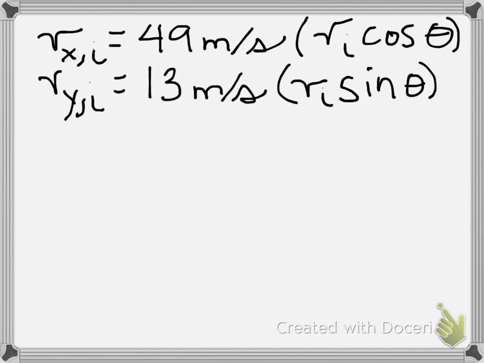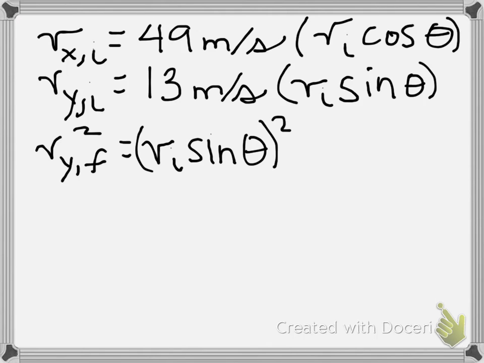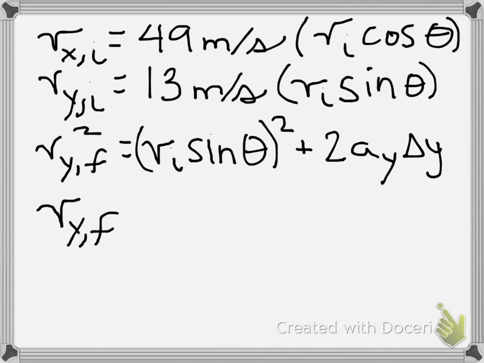this equation, that Vyf squared equals Vi sine of theta squared plus 2ay delta y. And again, I want to get just my final velocity, not its square. So I'm going to do the square root of all of this.